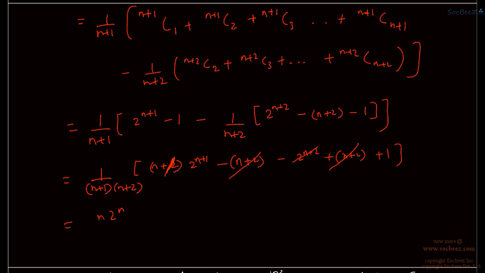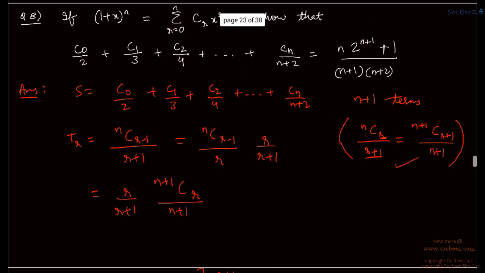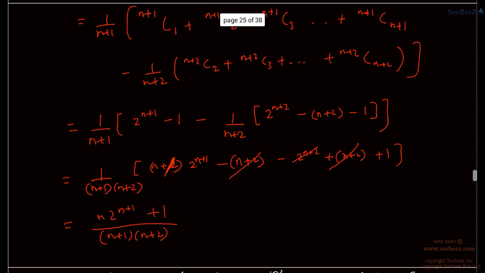So what you have left here is n into 2 power n plus 1 plus 1 by n plus 1 into n plus 2. Okay. So we have proven that our expression is equal to n into 2 power n plus 1 plus 1 by n plus 1 into n plus 2.